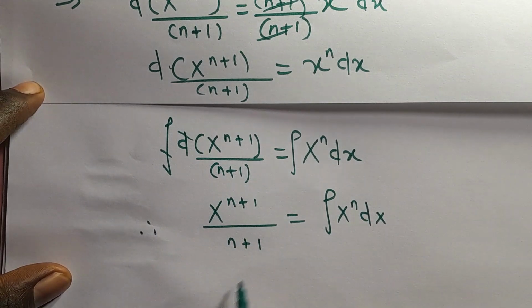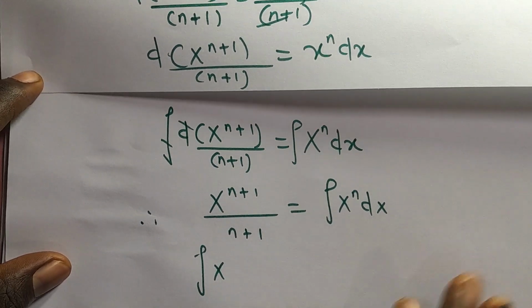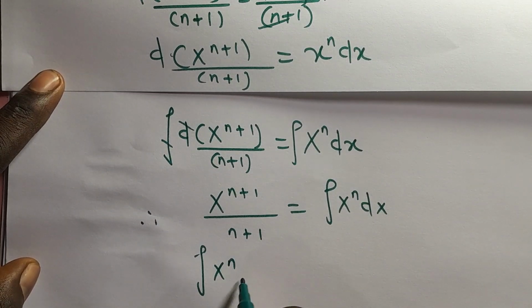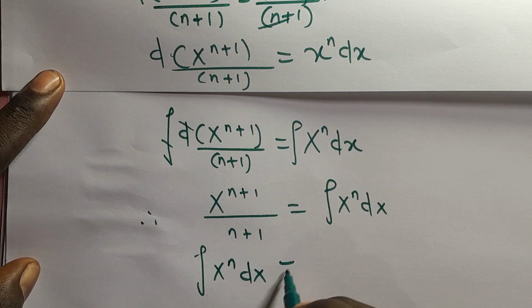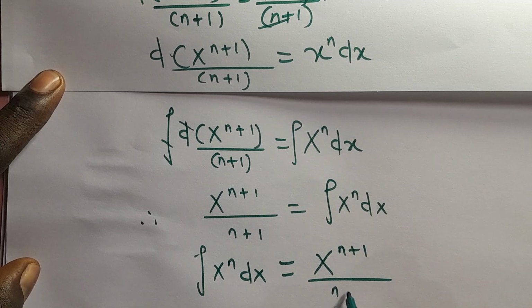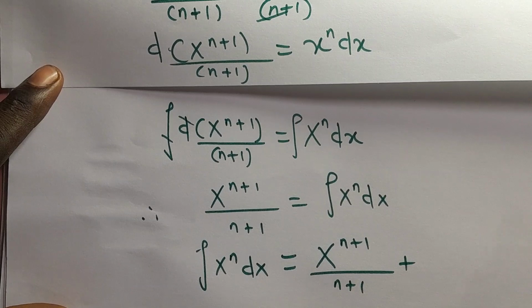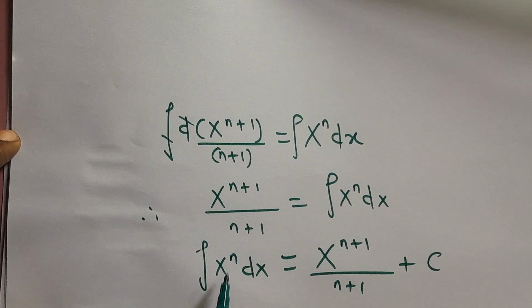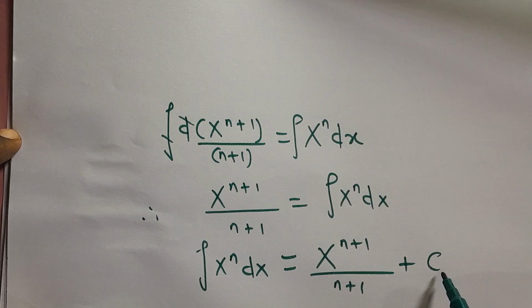So therefore we have the integral of x raised to n dx will be equal to x raised to n plus 1 divided by n plus 1 plus c. That is, since this integration is an indefinite integral, we need to put the constant of integration to it. And that is the proof for that.